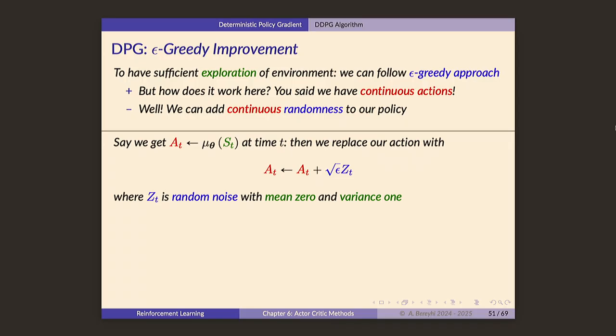Okay, so if you want to really do that, the classical approach is that you're going to use this. You're going to add a bit of noise around it, right? And the variance of that noise that you're adding is going to be proportional to epsilon, right? So Z here is, for example, a Gaussian noise.